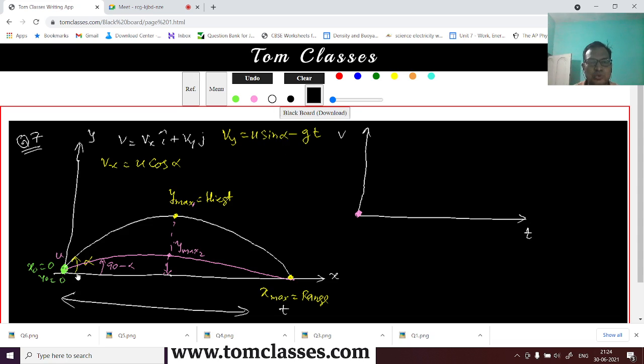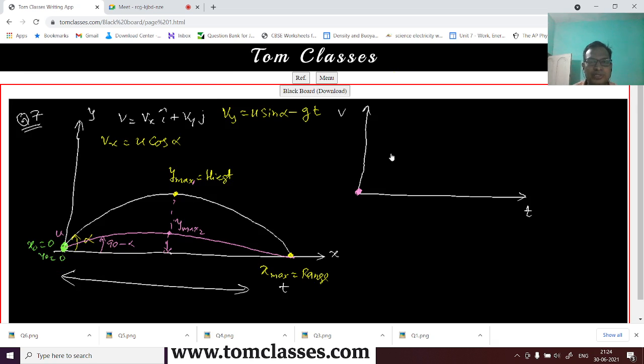So we'll plot for two different values: one for the alpha value, and the other for the complementary value. These are the two graphs we have to draw. The velocity will be given by this, u cos alpha. Here you see that the x component is going to be the same.